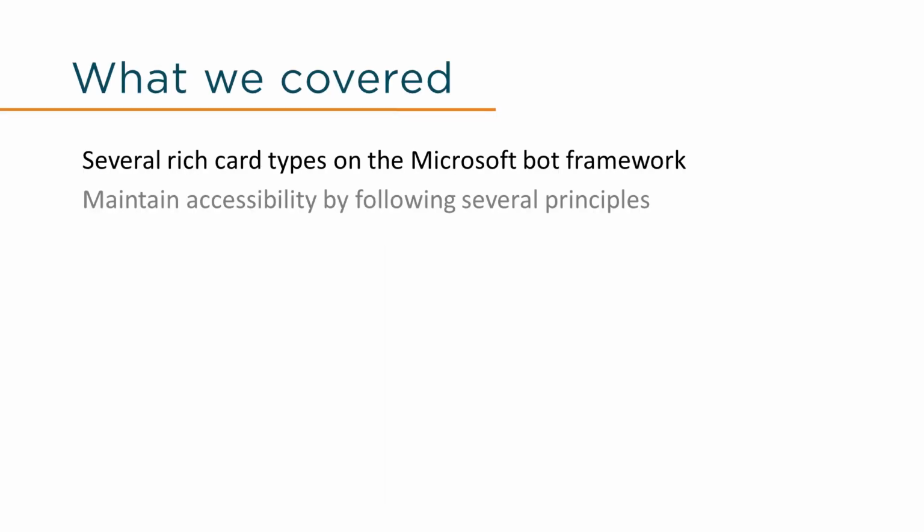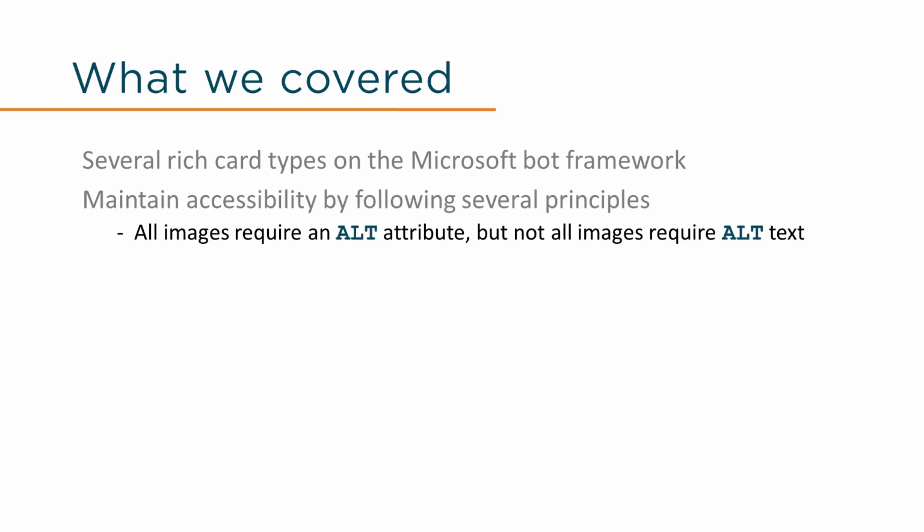We explained the variety of rich card types available on the Microsoft Bot framework, and because of this variety, you need to ensure that all content being outputted via rich cards need to follow principles for maintaining accessibility. Ensure all images have an alt tag. If the image is decorative, no alt text is required. However, if an image requires a description, this is where it will be written.